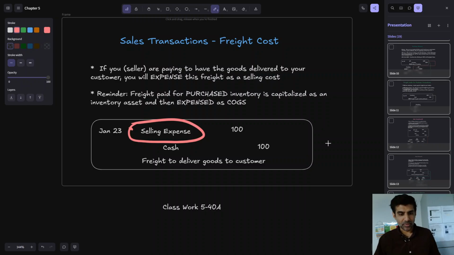Okay. So I think now we're just going to practice a bunch of these transactions. Just do a bunch of journal entries. You're going to have a bunch of different customers. Some are offered credit terms, some are not. Some are going to pay within the discount period. Some are not. So you're going to have a little exposure as to how this looks. Okay, so we're going to do 5-40A. It's in the sheet, so you can open that up and we can start working on that.